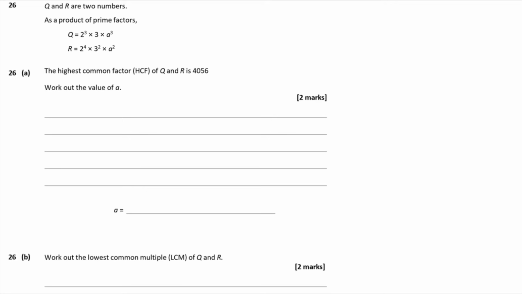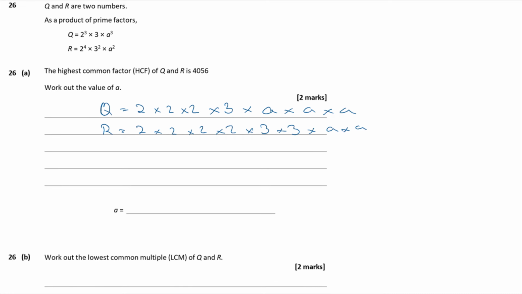Now, the HCF is all the common prime factors of your two numbers multiplied together. So I'm just going to write this out in long form. Q is 2 times 2 times 2, 2 cubed, times 3 times A cubed, which is A times A times A. R is equal to 2 times 2 times 2 times 2 times 3 times 3 times A times A.